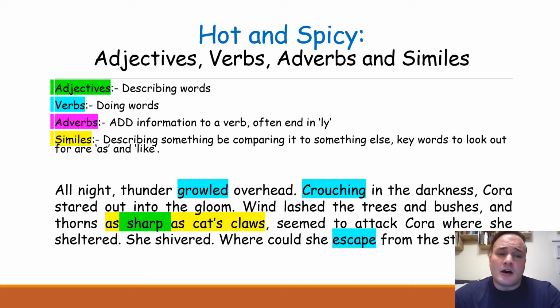Adverbs. An adverb adds information to a verb. That's why it's called an adverb. It describes a verb. They often, but don't always, end in ly. And I know that there are some ly words in Cora and the Storm Wolf, although there aren't any actually in this paragraph here that I've copied onto the slide. So you can't see any purple highlight there because there wasn't an adverb in that part of the story.